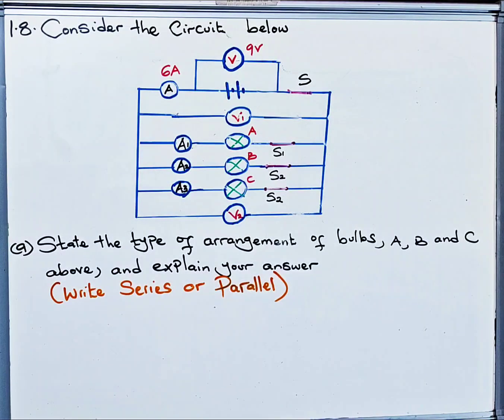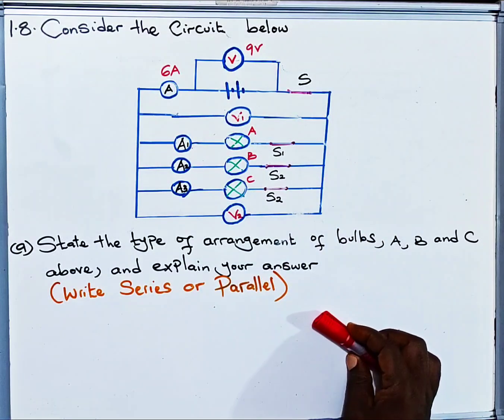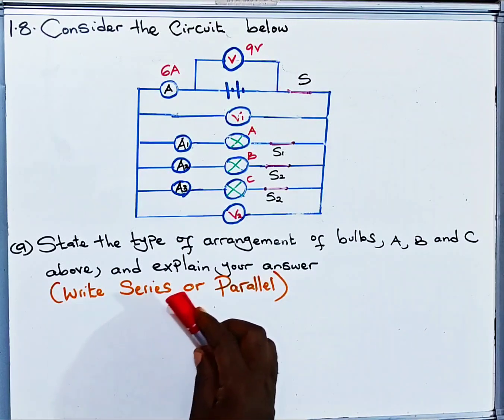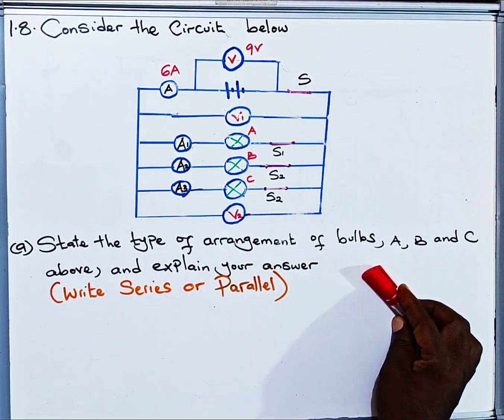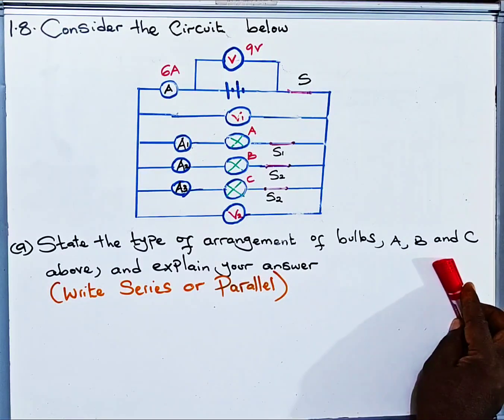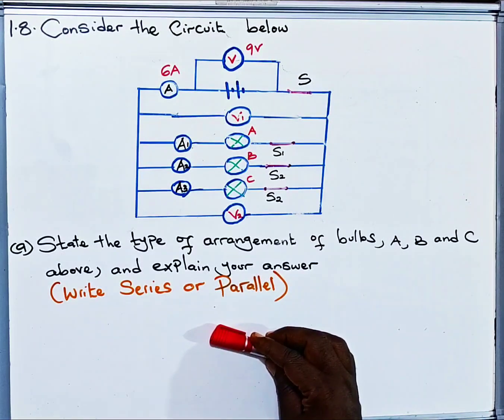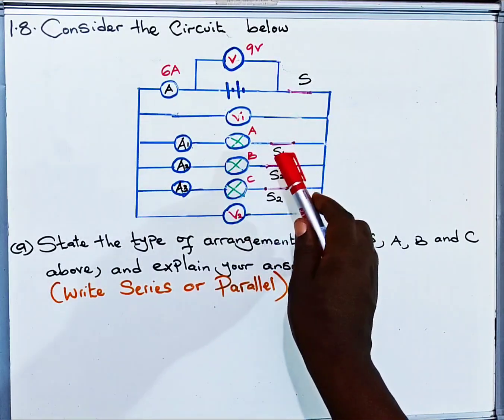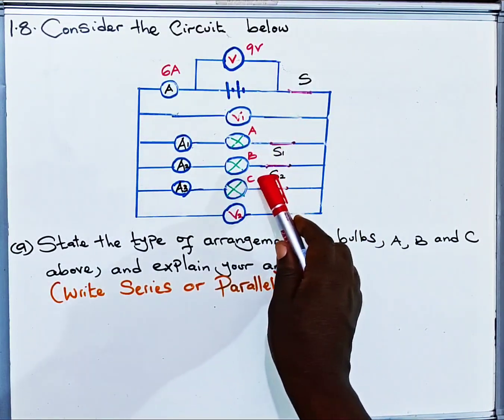And today we are looking at this question. Consider the circuit below. So this is the circuit we are having. And they say, state the type of arrangement of bulbs A, B, and C above and explain your answer. Yeah, these are our bulbs. This is A, this is B, this is C.